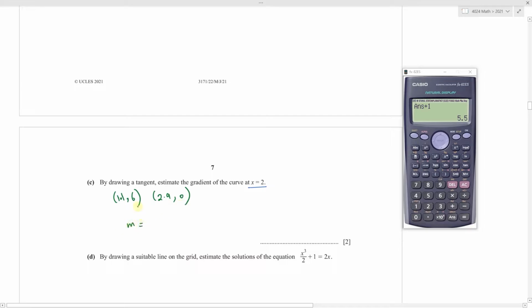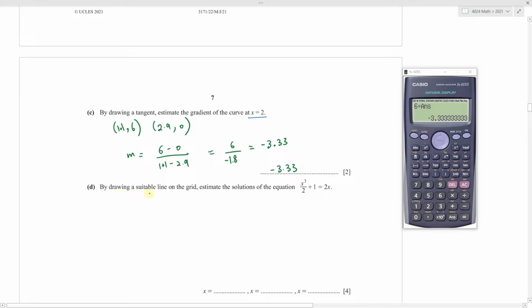So my gradient m will be y2 minus y1 over x2 minus x1, 6 minus 0 over 1.1 minus 2.9. So this will be 6 divided by 1.1 minus 2.9, which is minus 1.8. So 6 divided by minus 1.8 is minus 3.33. So this is the gradient of the curve at x equals 2, minus 3.33.